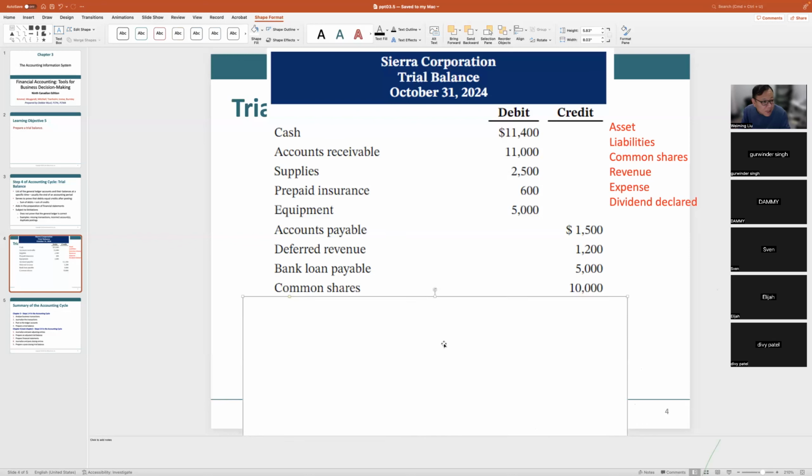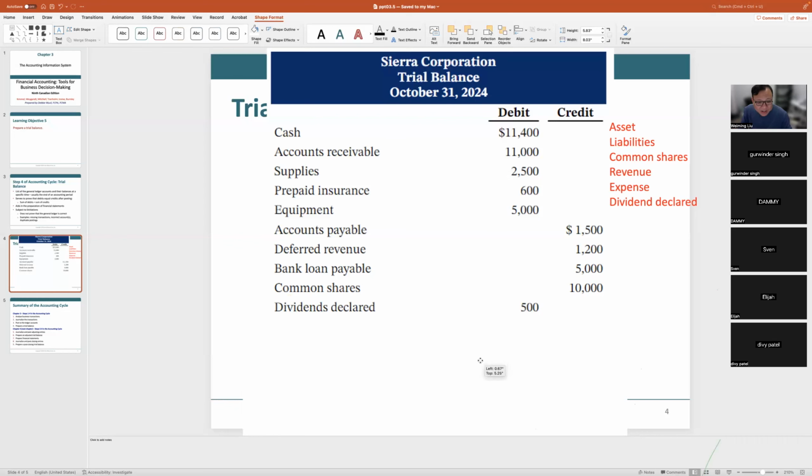Common shares, what is this? Common shares. So I receive lots of responses, because the student just sent me a direct message. I'm able to see it, you are not able to see it.